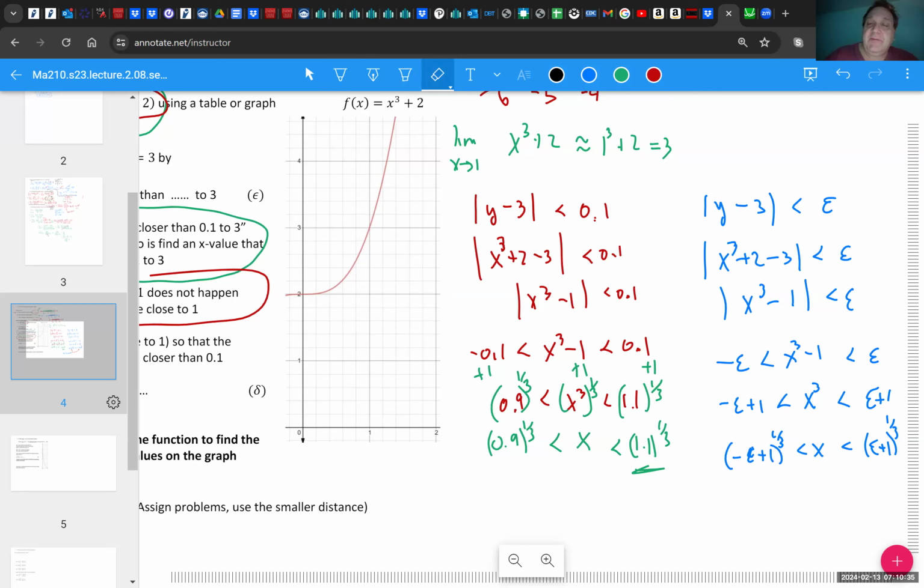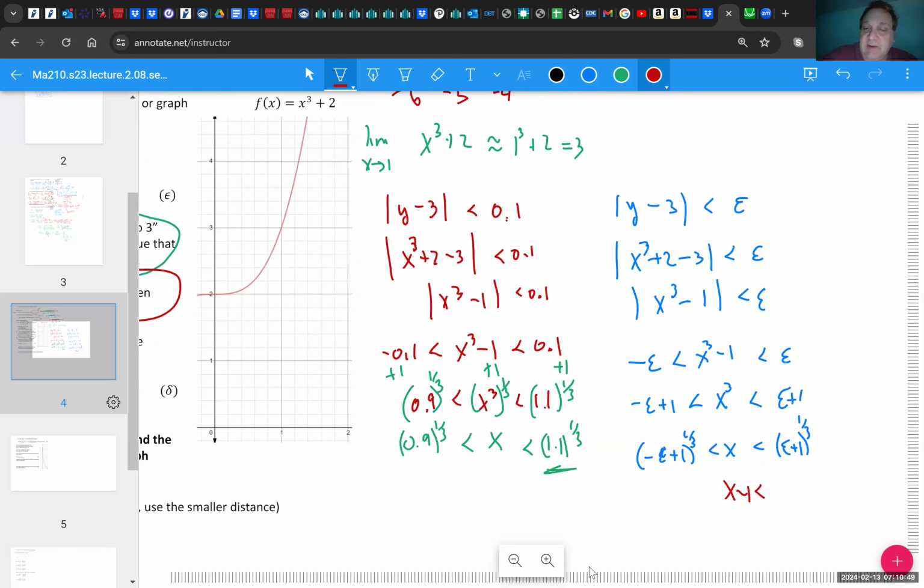By the way, the author of your book, because they like the absolute value inequality thing, will actually subtract 1 and say x minus 1. So they're basically subtracting 1 on both sides, or all 3 sides. So let's say x minus 1 is less than epsilon plus 1 to the 1/3 minus 1. And over here you'd have negative epsilon plus 1 to the 1/3 minus 1, because they want the x minus 1 in here. x minus 1 is the difference between x and 1. Remember, 1 is our limit. So they're saying the difference is always smaller than this thing right here.